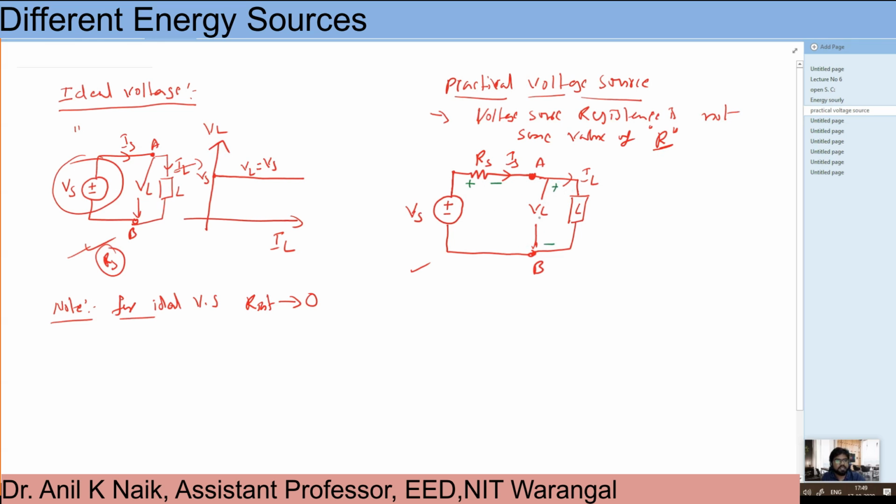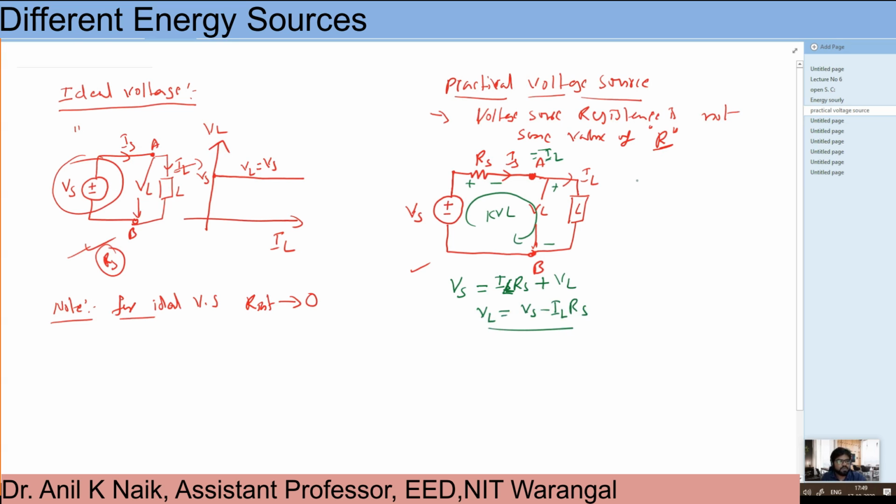Now apply the KVL here. In this loop, apply the KVL. What are you going to get? Vs is equal to the voltage drop. What is the voltage drop here? It can be IS and RS, plus this voltage VL. Here IS is equal to IL, right? Instead of IS, I can write IL also. So VL is equal to Vs minus IL into Rs. So this is the expression we are going to get.